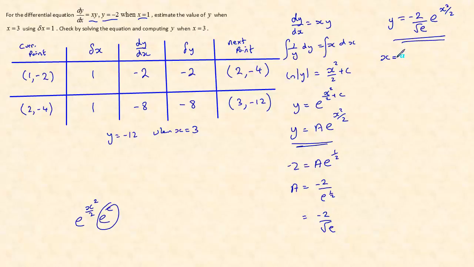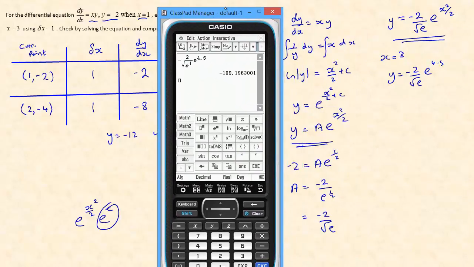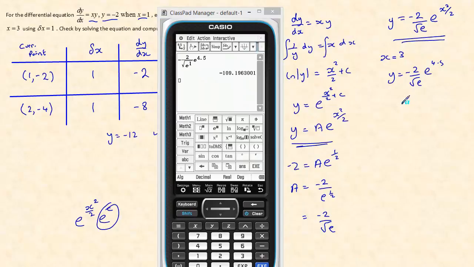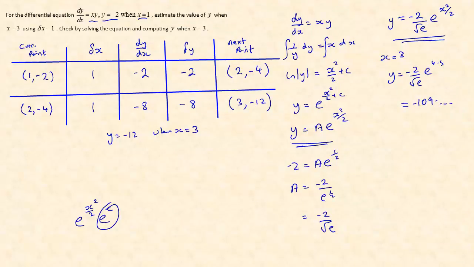So if x is equal to 3, y is going to be negative 2 over root e, e to the 9 over 2, or 4.5. And I've calculated that, and that's equal to negative 109 point something. So clearly we have a very big difference between our true value and our estimated value.